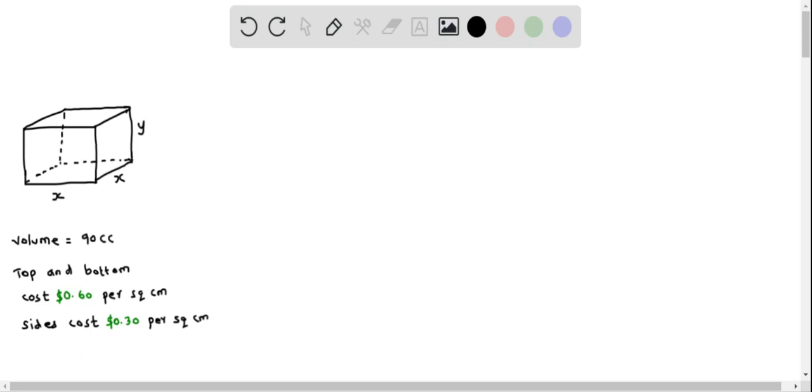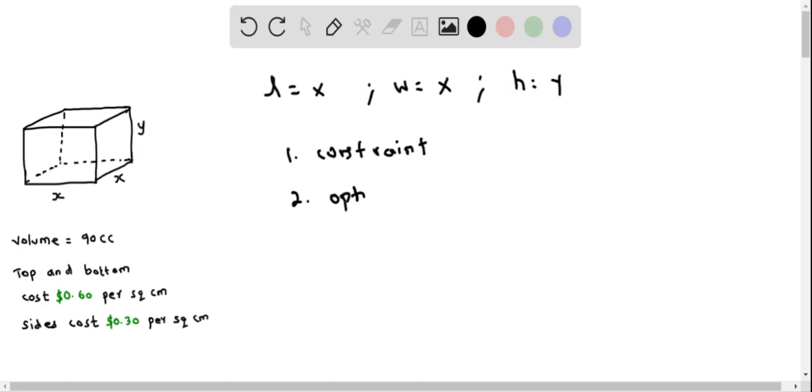Let x represent the side length of the square base and y represent the height of the box. As we can see from the figure, the length of the box is x centimeters, the width of the box is x centimeters, and the height of the box is y centimeters. In this situation, we have to determine two equations: one for the constraint and the other one is the optimization equation.